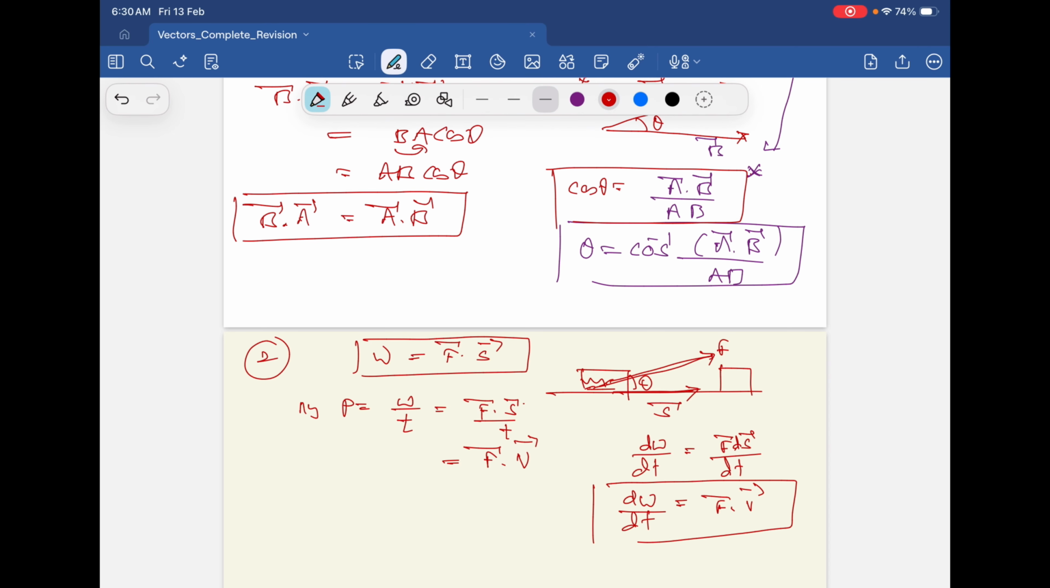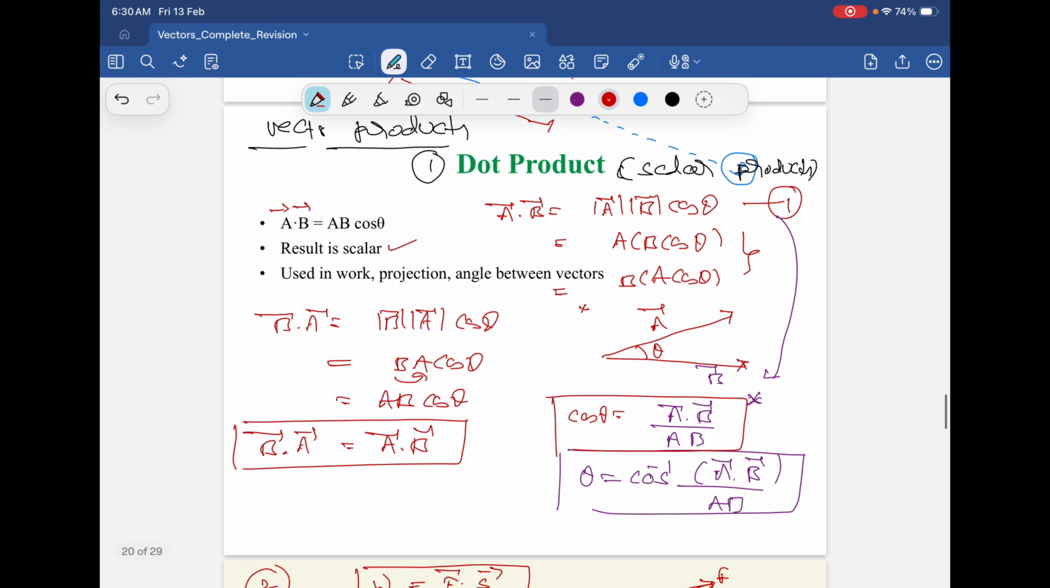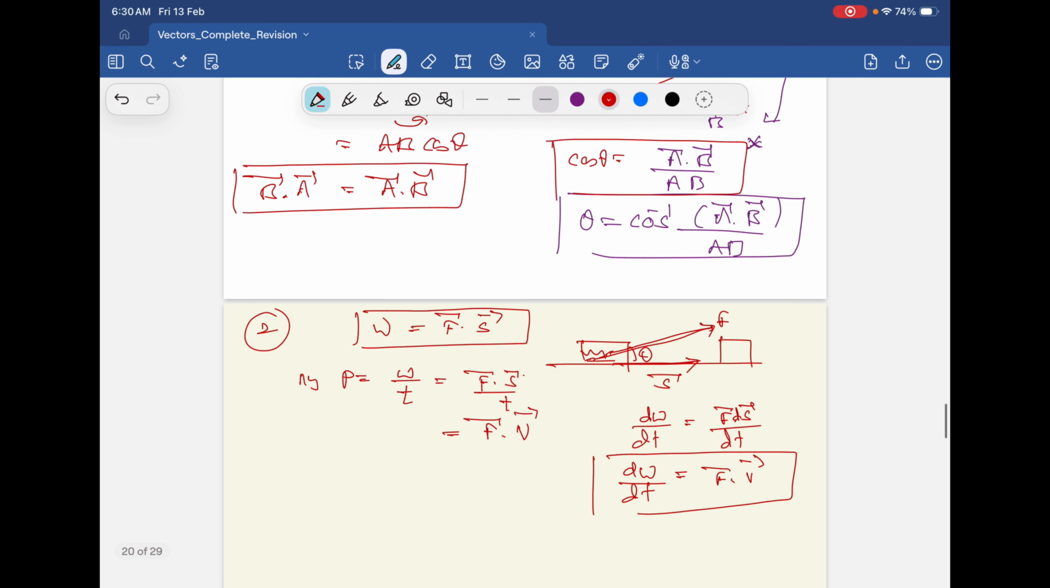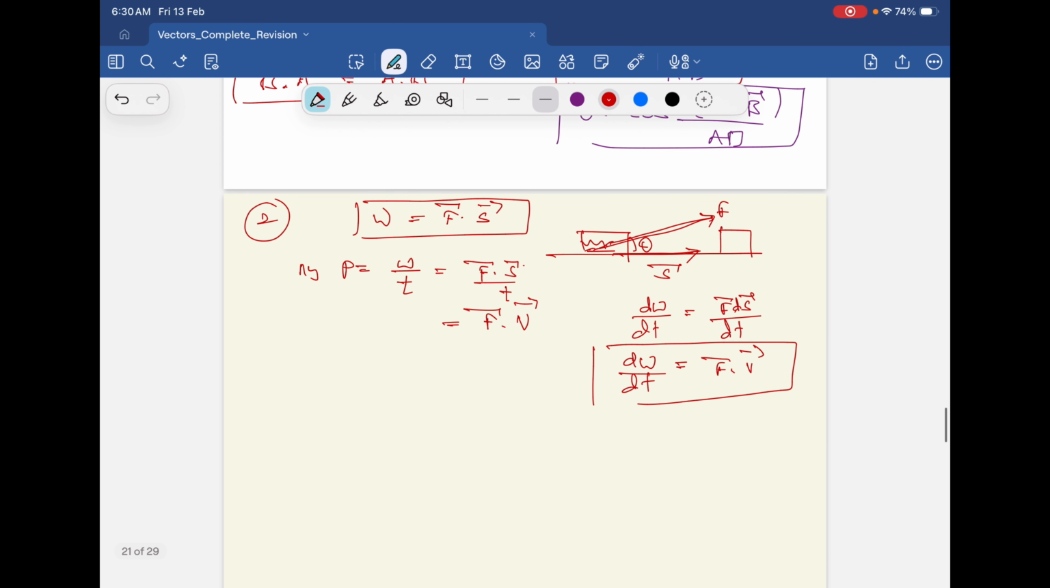Okay, now dot product. So what applications do we have? Dot product result is a scalar. And projection, angle between vectors, also we can call projecting one vector in the direction of the other vector. This is also an important application.